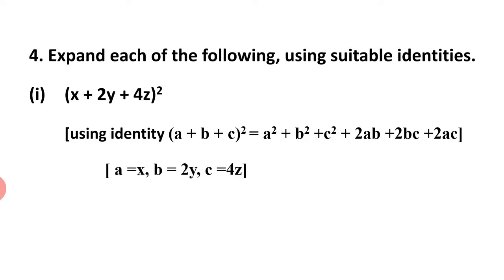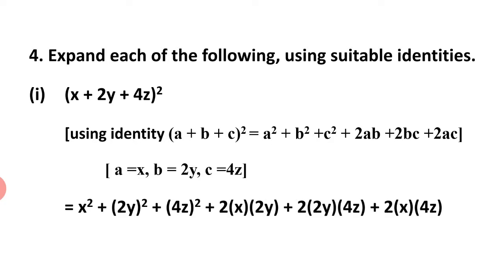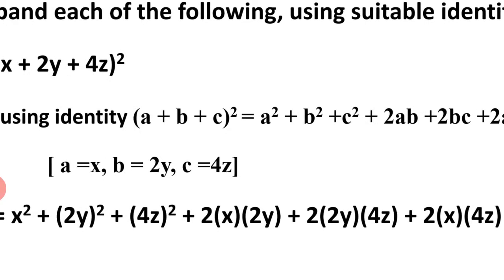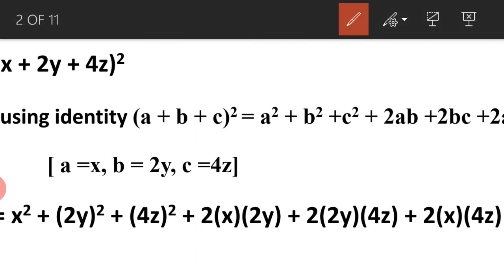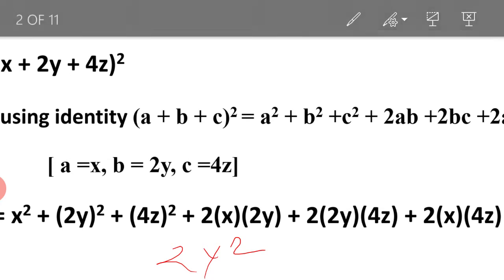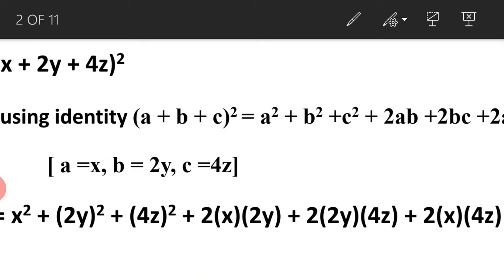Now here a is equal to x, b is equal to 2y and c is equal to 4z. So substitute the values and perform the multiplications and get the answer. Use of brackets is suggested, because if you do not use the bracket and you just write 2y square, it will be wrong. Actually (2y) whole square must be 4y square. So you will use proper brackets at proper places to get the correct answer. So substitute the values.